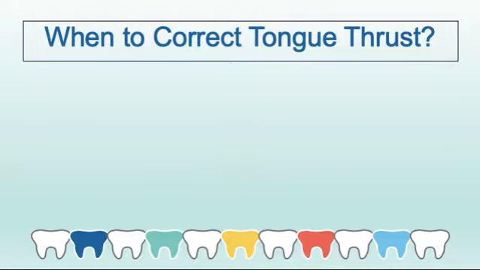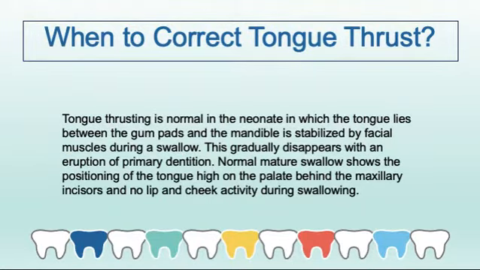When to correct the tongue thrust. Tongue thrusting is normal in the neonate, in which the tongue lies between the gum pads and the mandible, and is stabilized by facial muscle during a swallow. This gradually disappears with the eruption of the primary dentition. Normal mature swallow shows the position of the tongue high on the palate behind the maxillary incisors and no lip and cheek activity during swallowing.